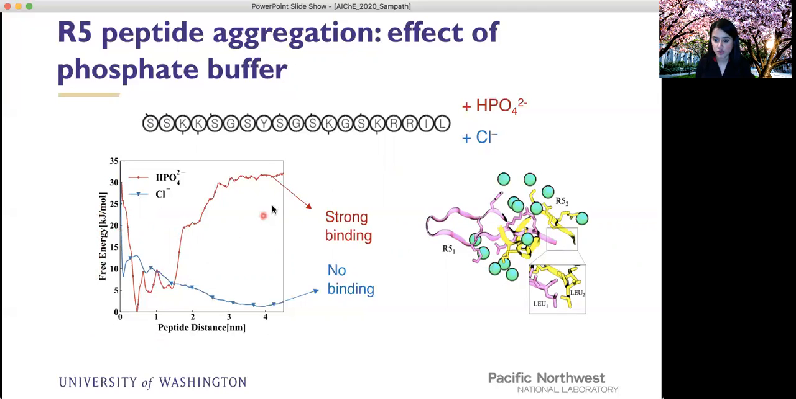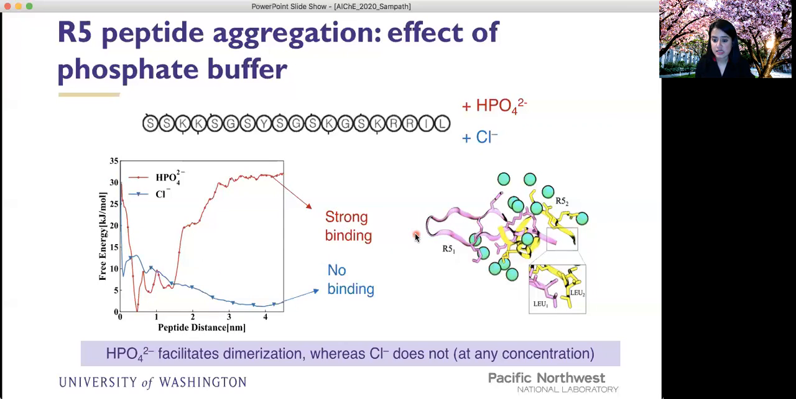The red curve shows that the peptides have a strong propensity to bind when phosphate ions are present. And this can be seen by this deep minima at small peptide-peptide distances. When there are no phosphate ions in the system, we see that the peptides do not dimerize, as shown by the blue curve, with no minima at short interpeptide distances. This agrees well with experimental results, where the red system mineralizes silica, but the blue system does not.